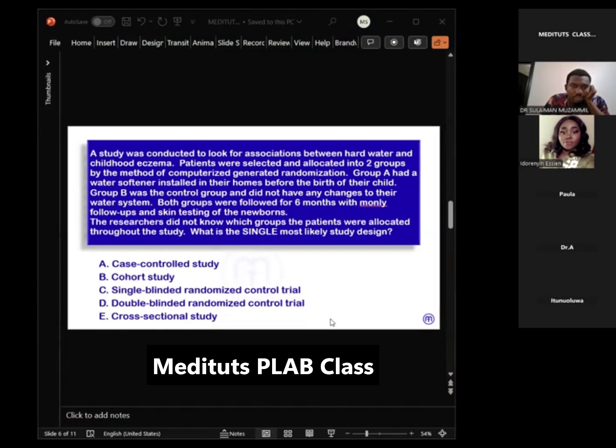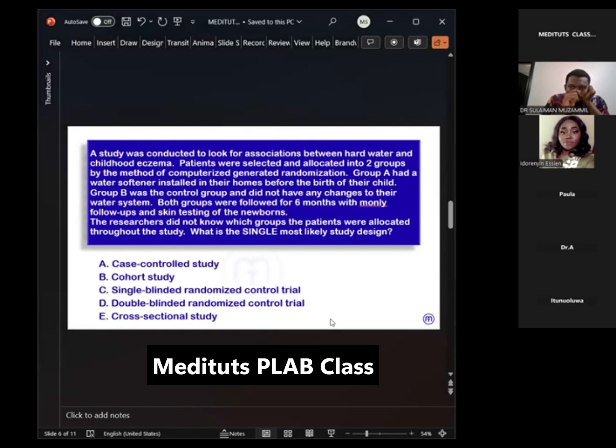A study was conducted to look for associations between hard water and childhood eczema. Patients were selected and allocated into 2 groups by method of computerized generated randomization. Group A had water softener installed in their homes before birth of their child. Group B was the control group and did not have any changes to their water system. Both groups followed for 6 months with monthly follow-ups, skin testing for the newborns. The researchers did not know which group the patients were allocated throughout the study.